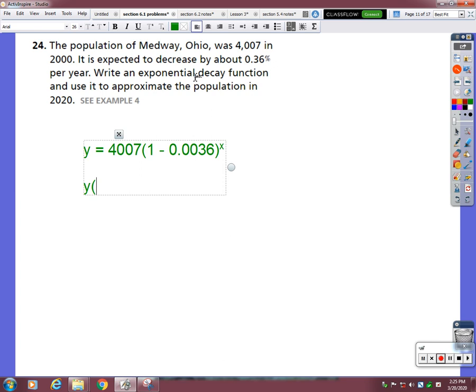So then if I plug in 20, if I figure out what that is, 0.0036 to the 20th power, and then again, really super awkward on my other computer here. I have to go 4007 times 1 minus 0.0036 to the 20th power. So 3728.